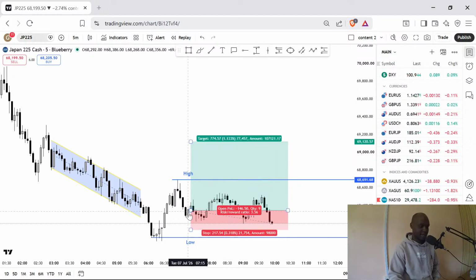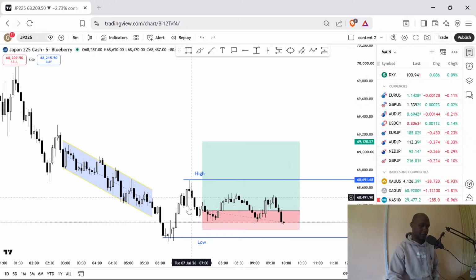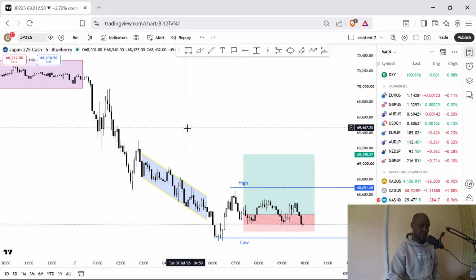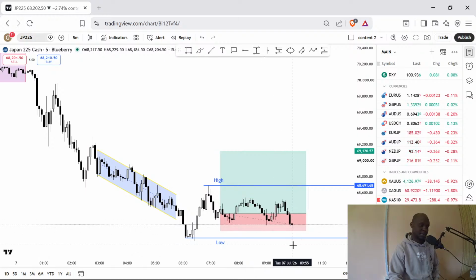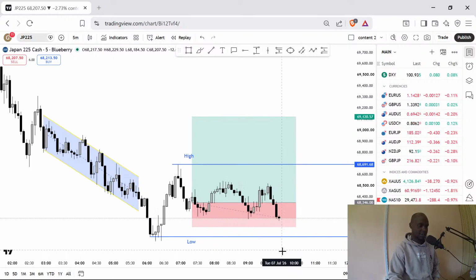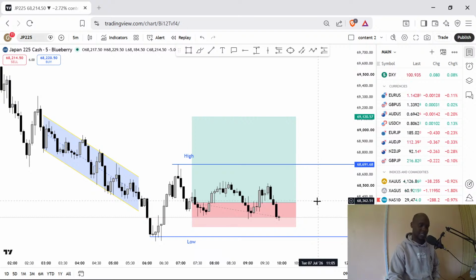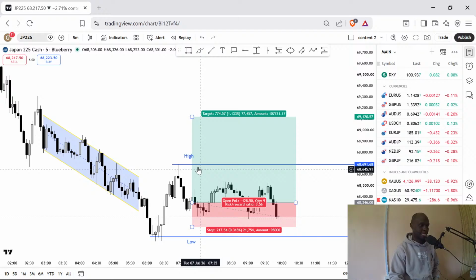And the good thing is, I always have a stop with all my entries, so that in case price does not go in my favor, I can get out of the trade as fast as possible without getting into too much drawdown. If I did not have this stop and you just continued holding the trade, price might continue pushing lower and lower, and you end up suffering a huge loss. So it's better to have a stop loss so that if price does not go in your direction, you are in and out for a 1% loss.